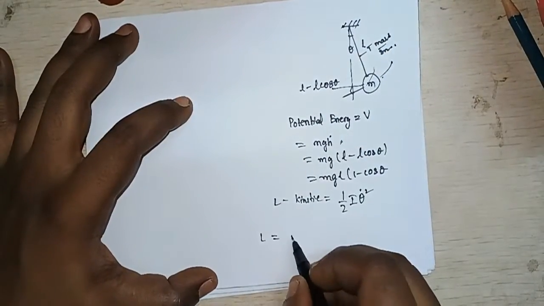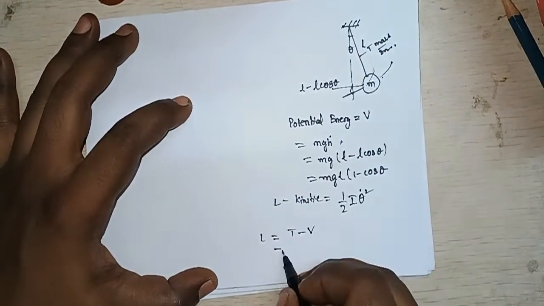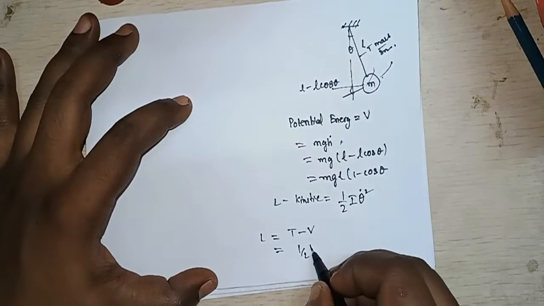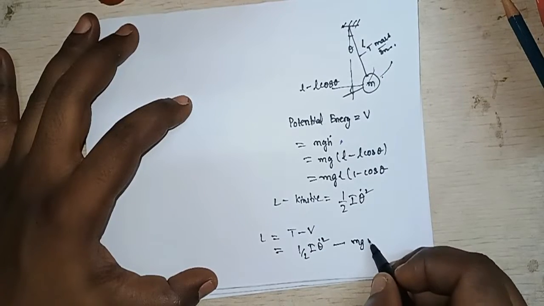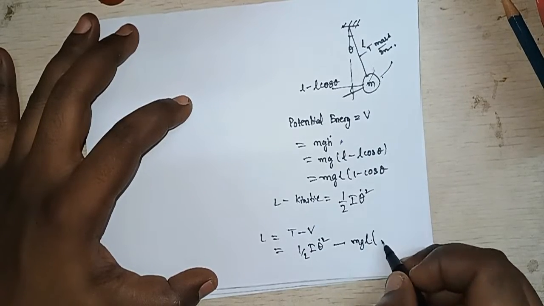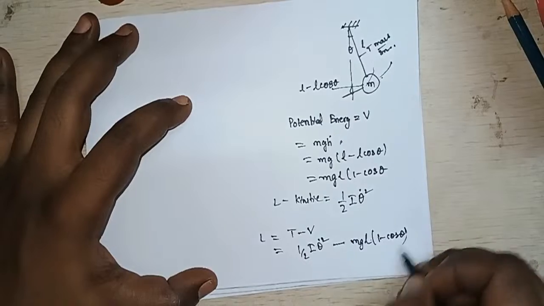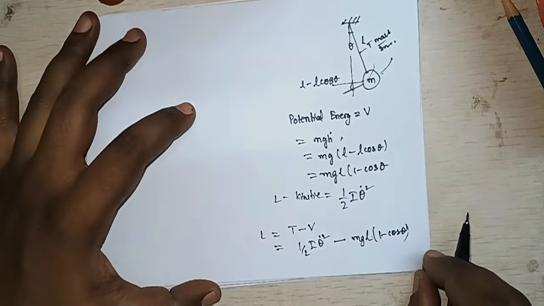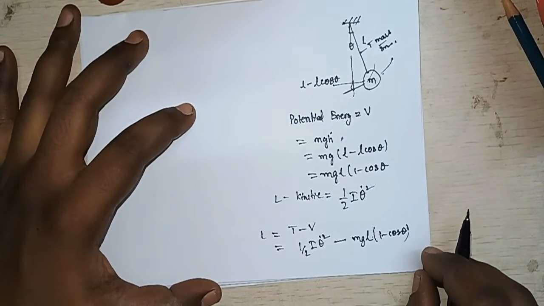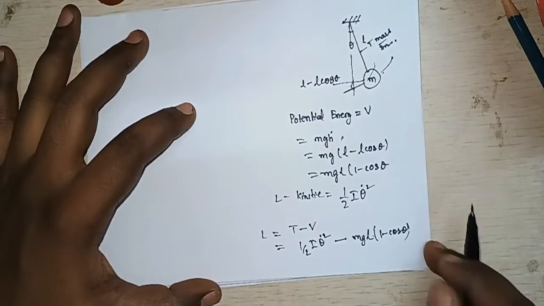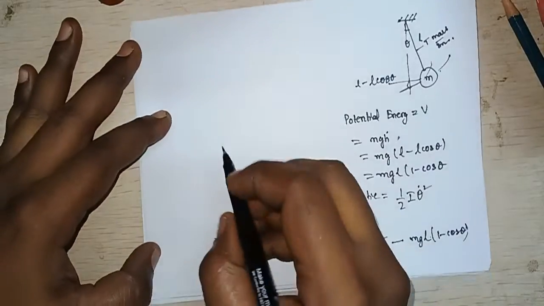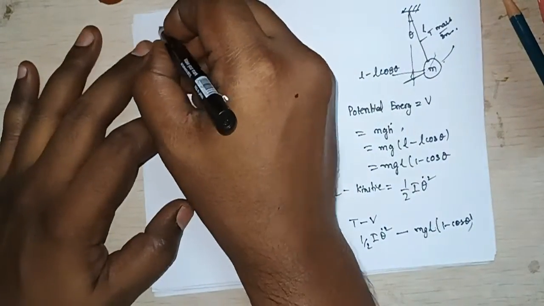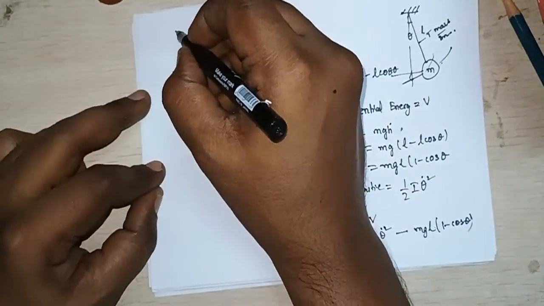L is equal to T minus V. L is equal to half I theta dot square minus m into g into L(1 minus cos theta). Okay, this is our Lagrangian function over here. So what we have to do is write the Lagrangian equation first. What is the Lagrangian equation?